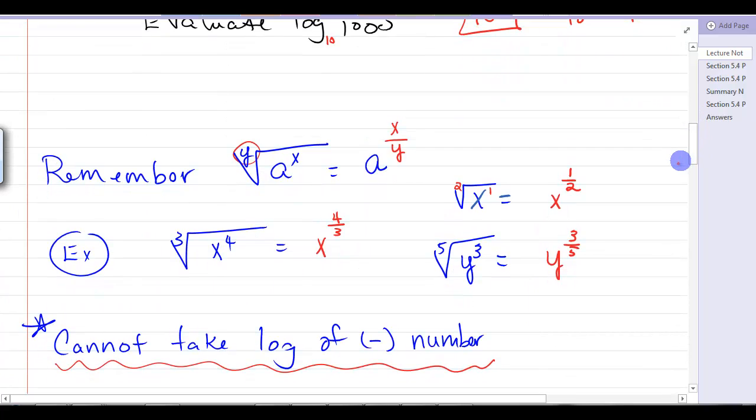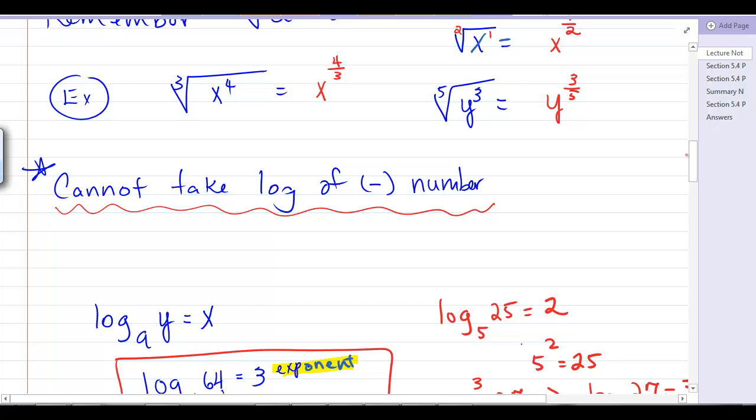All right, just a reminder here about going from radical to fractional exponents. The y, whatever is in the index, is the denominator of your fraction. This number, either inside or out here, would be the numerator. So if we have the cube root of x to the 4th, that's x to the 4/3. 5th root of y cubed, that'd be y to the 3/5.